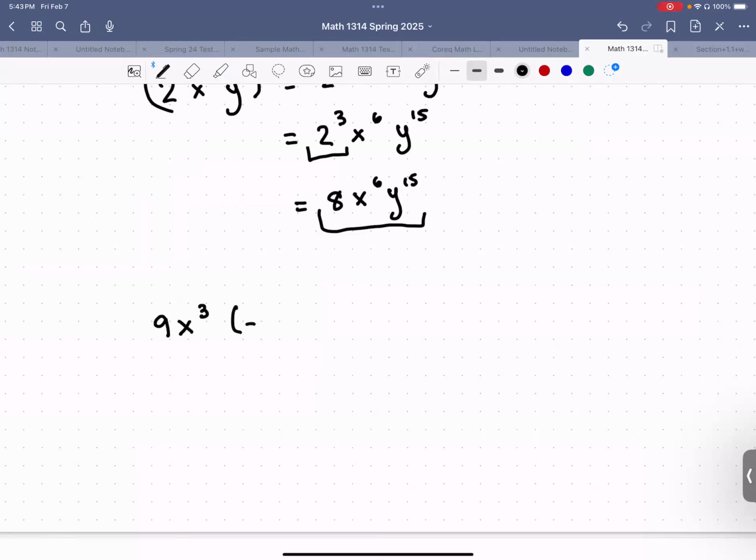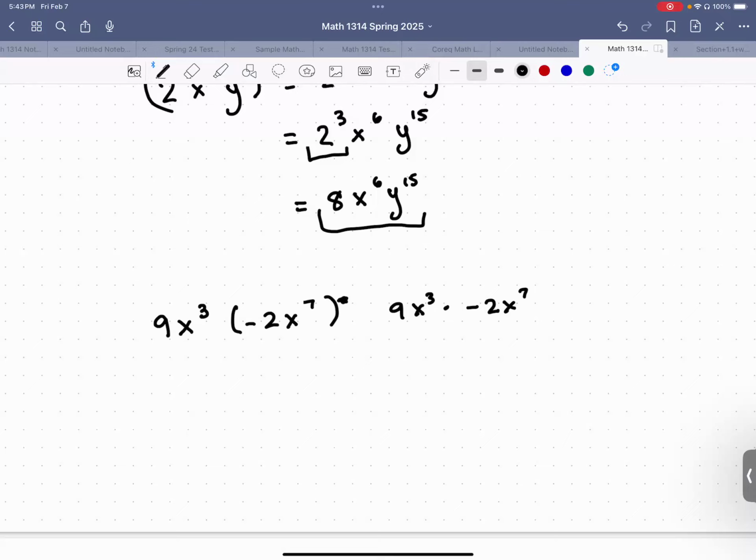If we had something like 9x to the third times negative 2x to the seventh, for example, here there are parentheses, but there's no exponent out here that we have to distribute. So that parentheses really is not necessary. This is really just asking us to take 9x to the third and multiply it with negative 2x to the seventh.